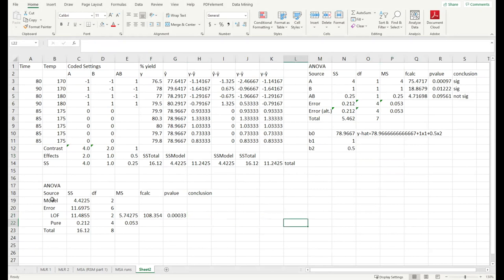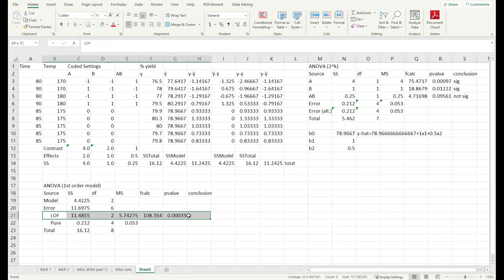And you can see here, again, these equations are already set up. And let me just label this. This is ANOVA for the 2 to the k design. And this is the ANOVA for the first order model. So we check, and this is the model. This is the SS. Then we look at the lack of fit term.